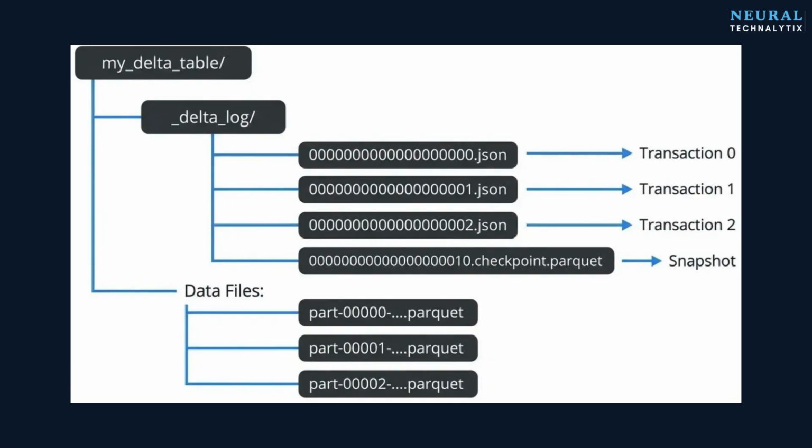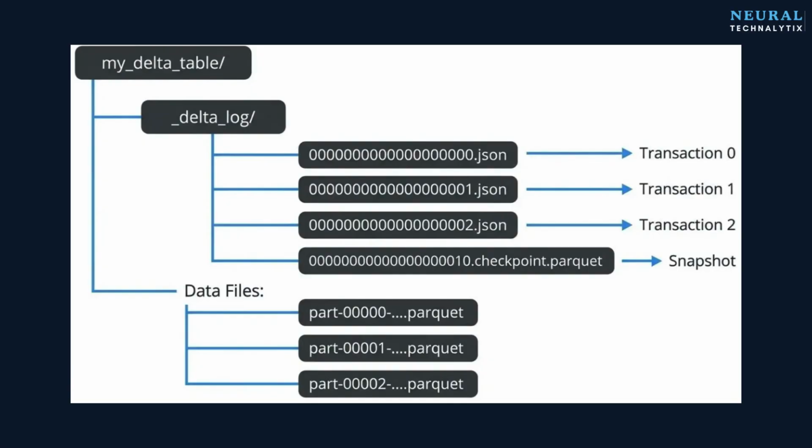What the transaction log stores? The transaction log keeps an ordered record of every operation performed on the table. Each transaction is stored as a JSON file. These logs track things like data inserts, updates, deletes, metadata changes, and file modifications. So essentially, the transaction log acts like a version control system for your data.